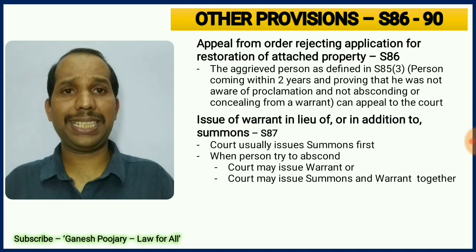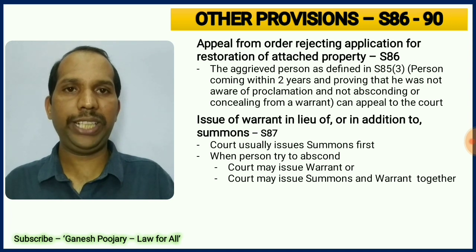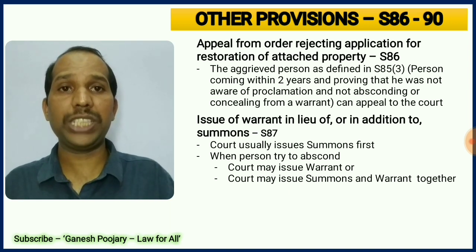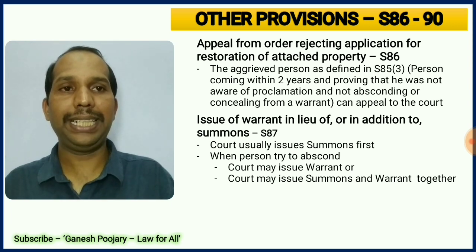Now let us try to understand some other important provisions from section number 86 to 90. Section 86 discusses the person who came within 2 years saying that I was not absconding or concealing. In such a case, if he fails to prove it, he can again put up a case. That is an opportunity available as per section number 86. Section number 87 says usually the court should give summons first and warrant next. Only in such a case where the court doubts that the person is trying to abscond can summons and warrant be issued together. That is discussed under section number 87.